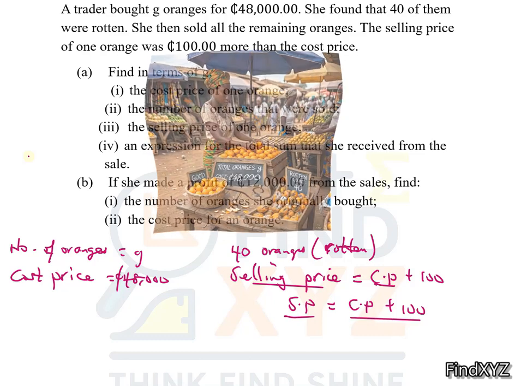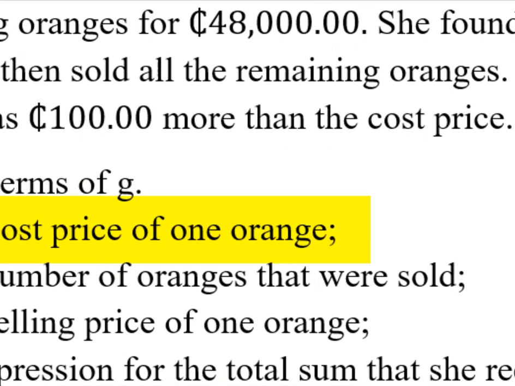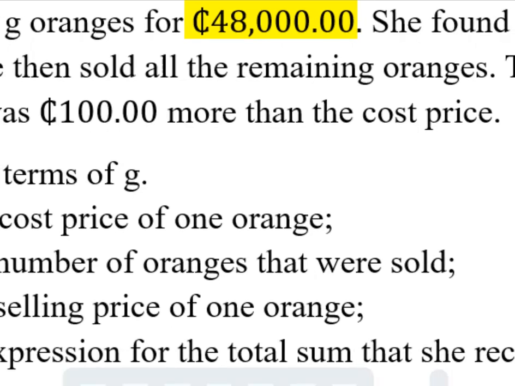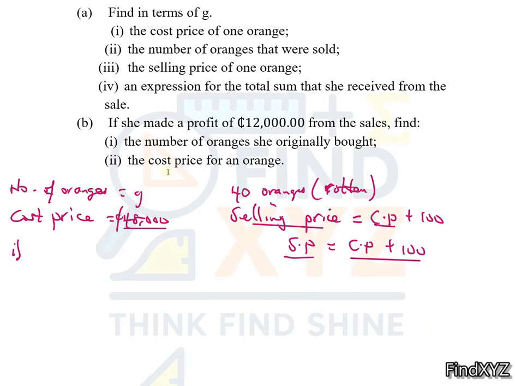Now let's dive in. The first part, we have been tasked to find the cost price of one orange. What was the cost price of all the oranges? That is 48,000 Ghana cedis. How would we identify the cost price for just one orange? Let's listen to this scenario. Imagine you are buying WASSCE books at a cost of 10 cedis each and you are buying 20 of them. That would be 10 times 20, that would be 200 cedis.